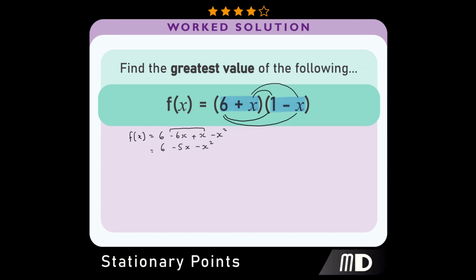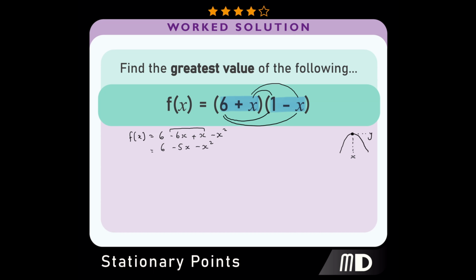Now this is the function for a curve, and it's a quadratic curve, but it's a negative quadratic curve. So it will look a little bit like this. The greatest value will be the peak of that curve. So it will have an x value and it'll have a y value. And it's the y value we want to find.